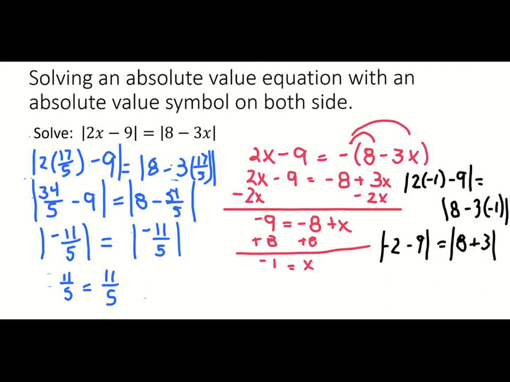So negative 2 minus 9 is going to be that plus a negative. So we get negative 11 is equal to the absolute value of 11. And if you look, the absolute value of negative 11 is the same as the absolute value of 11. So we have 11 equals 11, and the solution does work out.